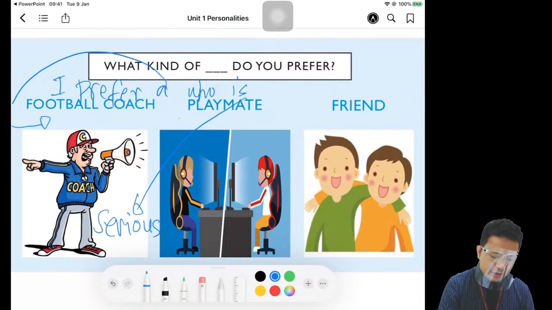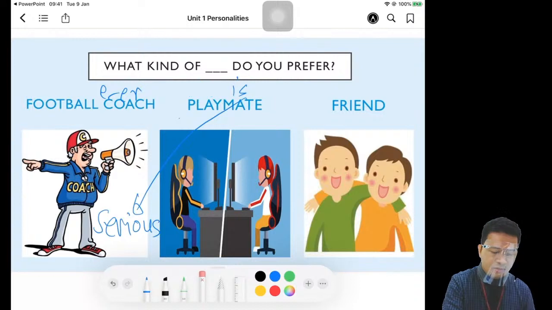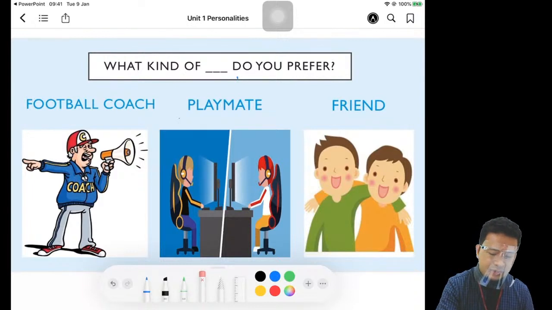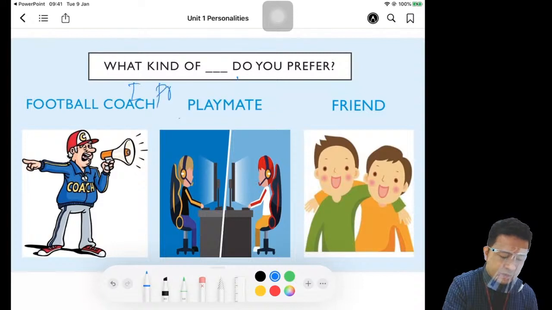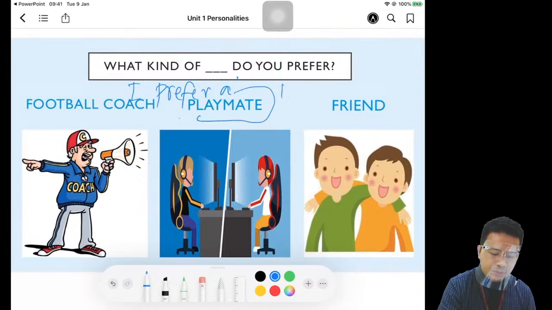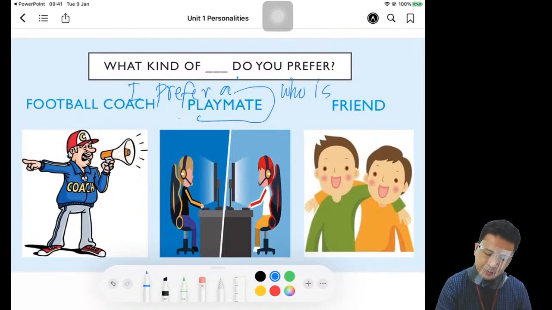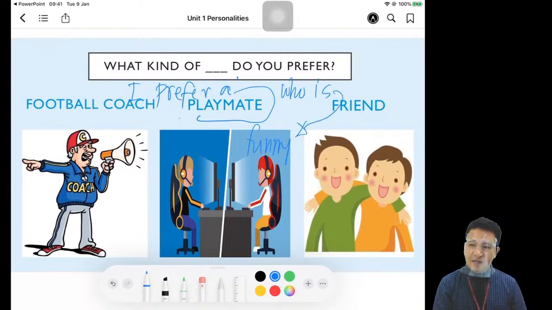Another one, you can also try to use another noun using the word playmate. You can also say, I prefer a playmate who is, for example, funny. Who is funny. So we use the adjective funny. One more time. What kind of playmate do you prefer? You can say, I prefer a playmate who is funny.